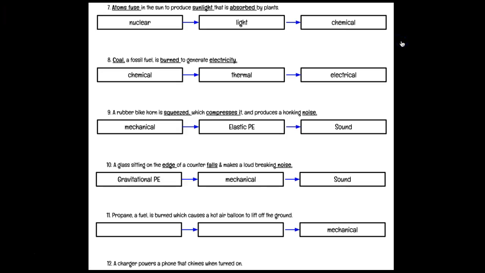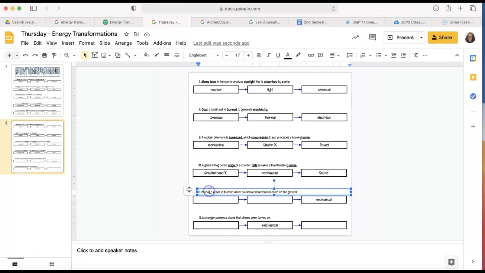Number 11, we got another fossil fuel here. We got propane, which is a fuel is burned, and then that causes the hot air balloon to lift up off the ground. So here we go. We're starting out with propane, which we know is a fossil fuel. So there's a chemical reaction that's going to take place. So we're starting with chemical.